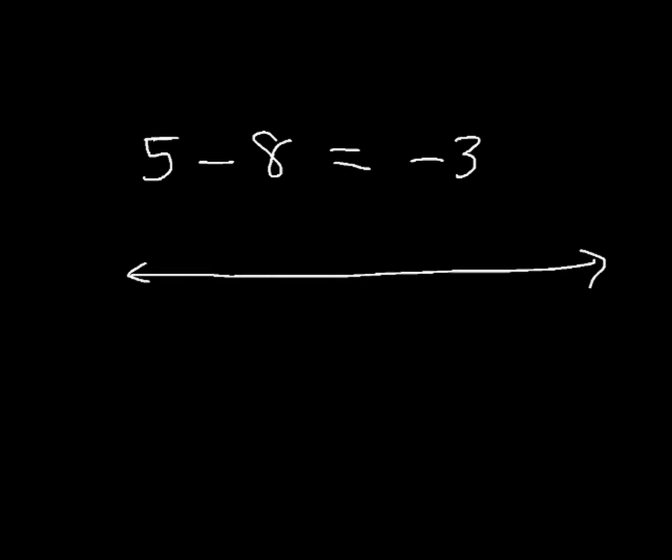So what about this one? 5 minus 8. What's the answer to that particular problem? Now 5 minus 8 is -3. So we're going to start at 5, and because we're subtracting, we're going to go 8 spaces to the left. So 1, 2, 3, 4. This will be 5, 6, 7, 8. So this is 4, 3, 2, 1, 0, -1, -2, -3.